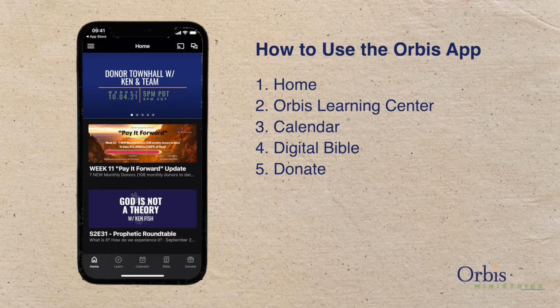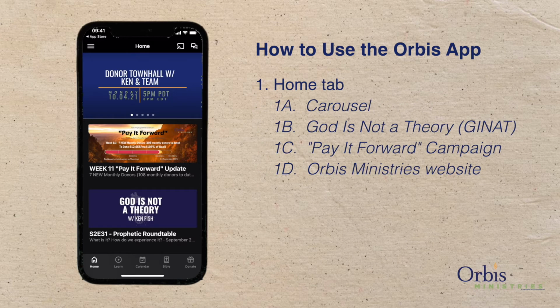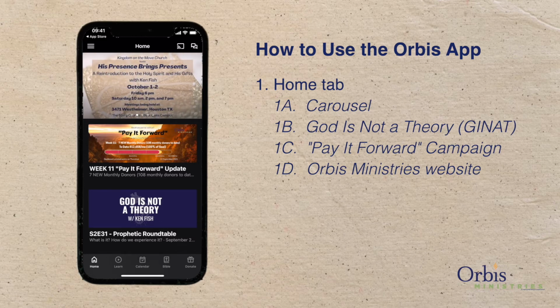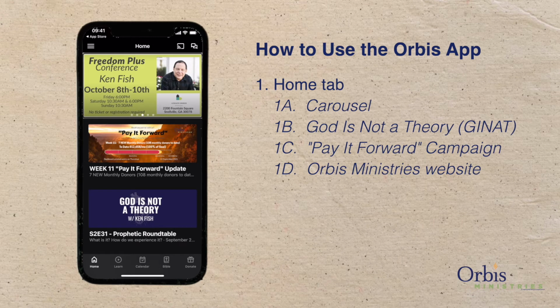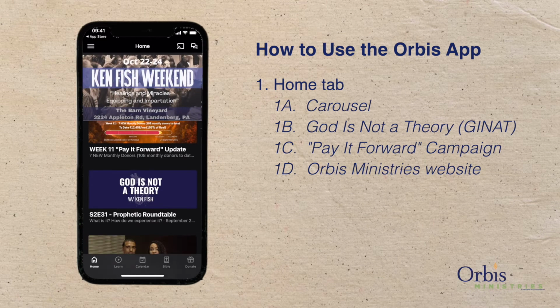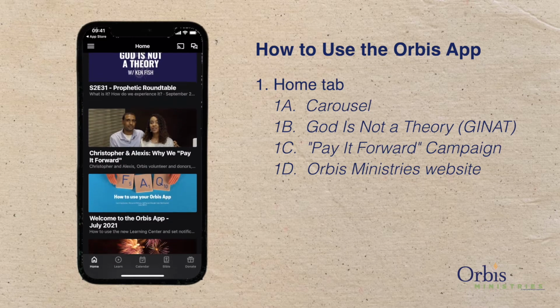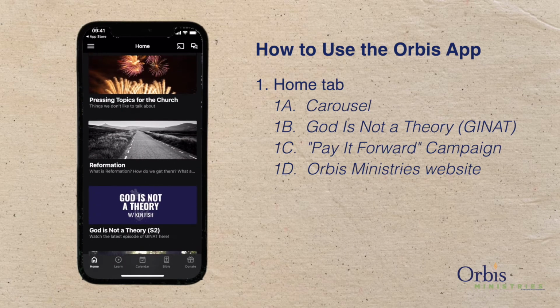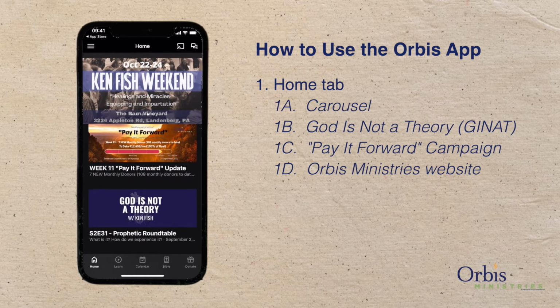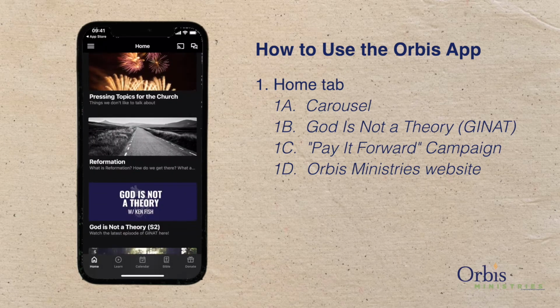Because we're already on the Home tab, I'm going to explain a little bit about what we have on this tab. At the top of the Home tab, we have the carousel, and this is where you will most likely see different event information of upcoming conferences. Scrolling down on the Home tab, you can find the God is Not a Theory podcast. You can also find information about the Pay It Forward initiative and also information about Orbis Ministries as a whole and how to connect with us.